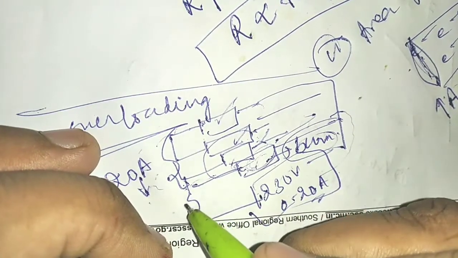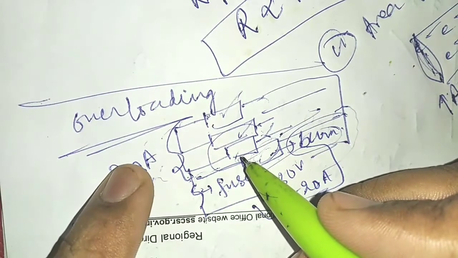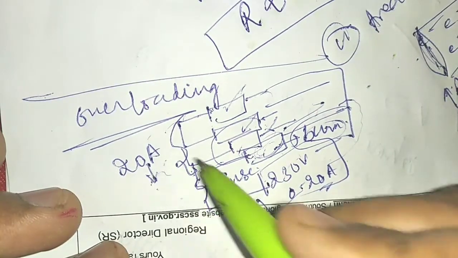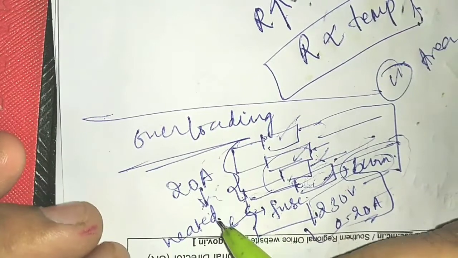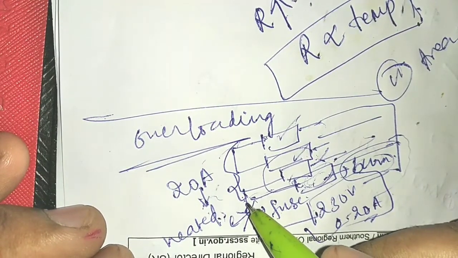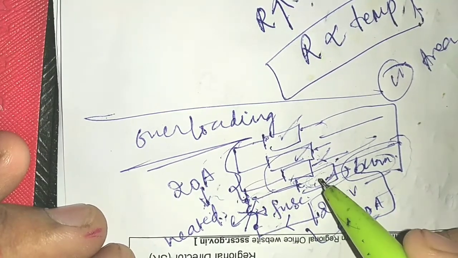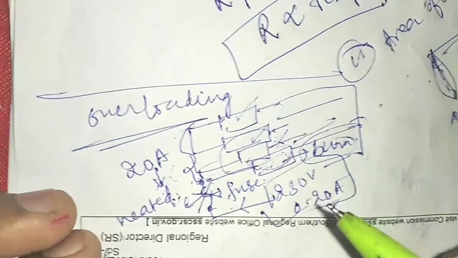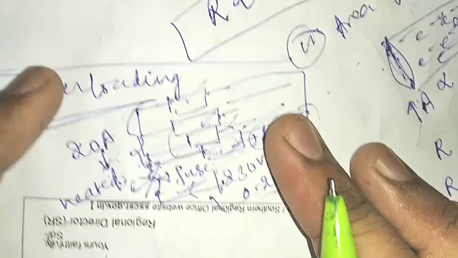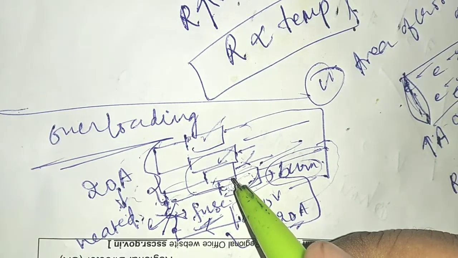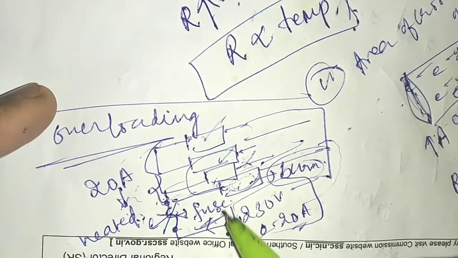To avoid this, we need to connect a fuse, a small copper wire. Once the current exceeds 20 amperes, this fuse will get heated up first and it will get broken away, and the circuit will become an open circuit. When the circuit becomes open, no current can flow through our devices and my devices get protected. In this way we can protect the devices with the help of a small fuse wire. Connecting more than the required devices is called overloading, and to protect against overloading we use a fuse wire.